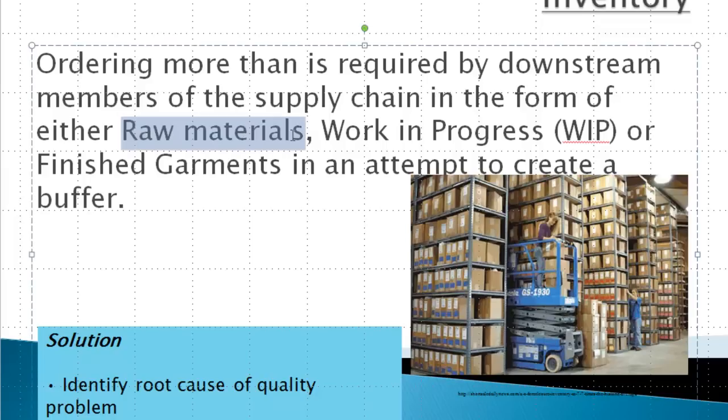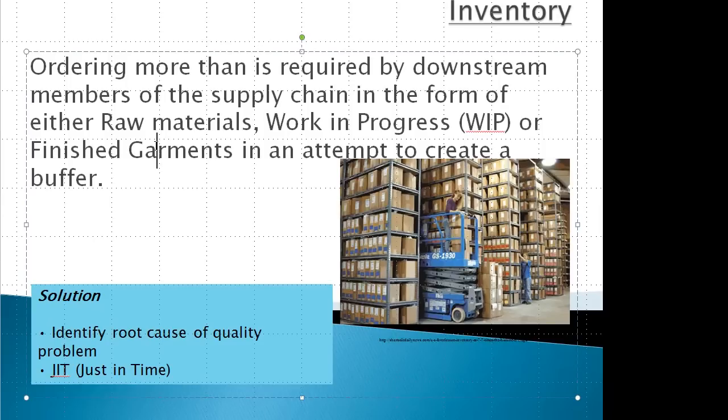So we've got the raw materials such as the cotton. That's one form of inventory. Then WIP, or work in process. This is garments that are being assembled, so that's work in process or pipeline inventory. And finished garments. We can have inventory, as I said, at the back of the retail store.